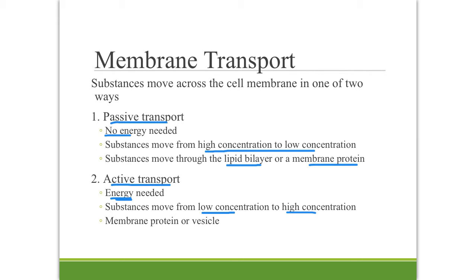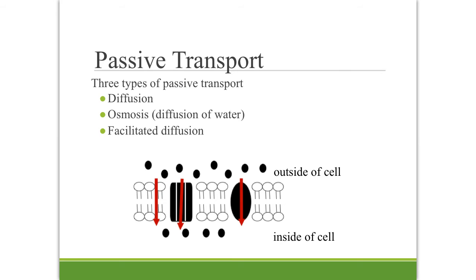So active transport will be needing a membrane protein. It's not going to happen just through the lipid bilayer. And we often use vesicles for a certain type of active transport. So looking first at passive transport, there are three main types.